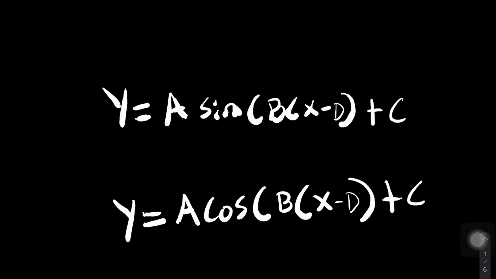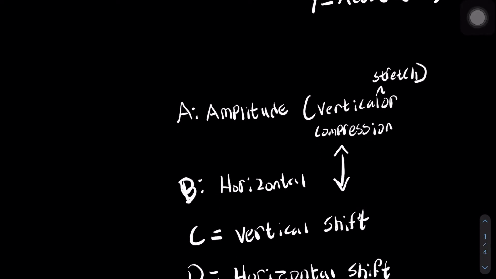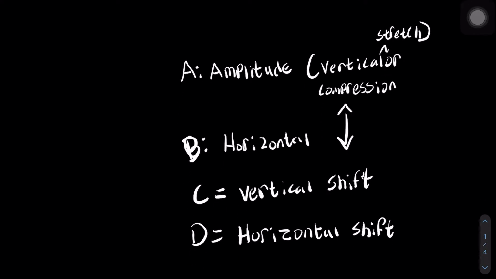What does the b mean? What does the d mean? What does the c mean? And so the a, b, and c will be listed right below here. Your amplitude, also known as your vertical stretch or compression. Your b value is your horizontal stretch or compression. Your c value is the vertical shift up or down. Your d value is the horizontal shift left or right.